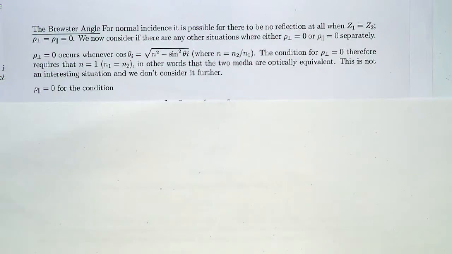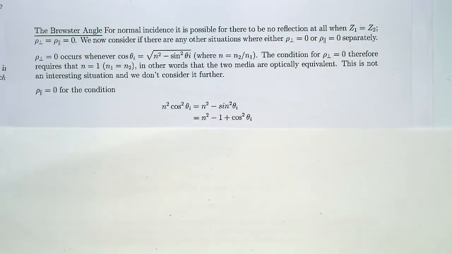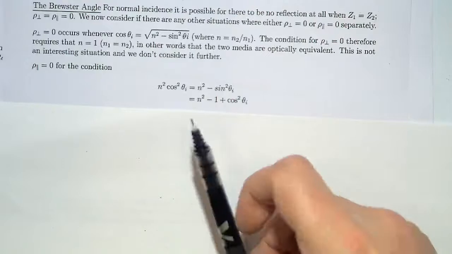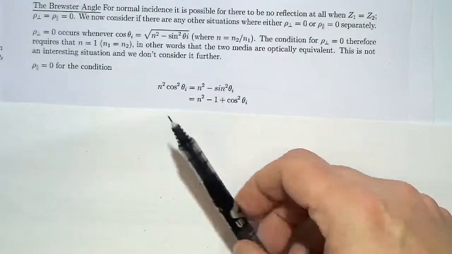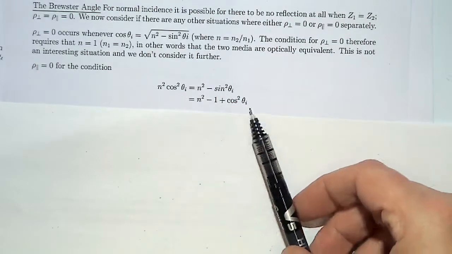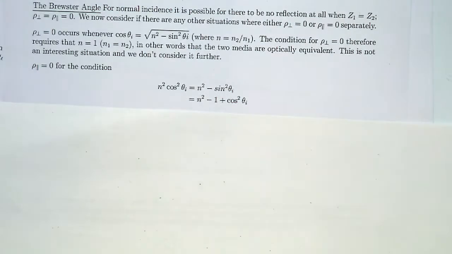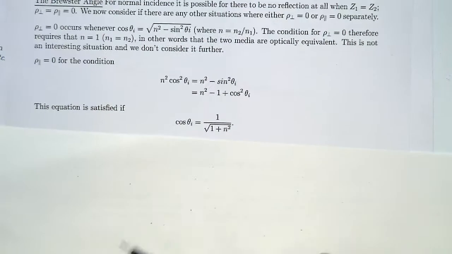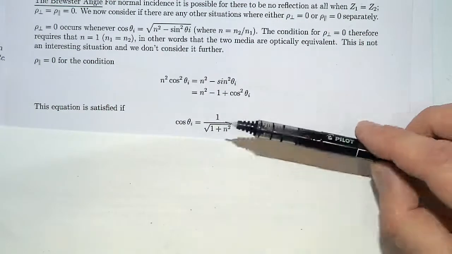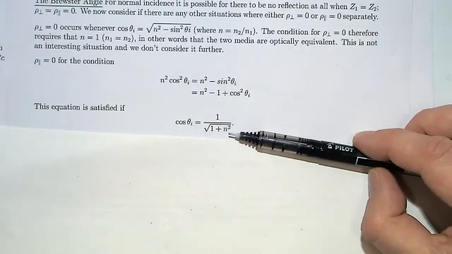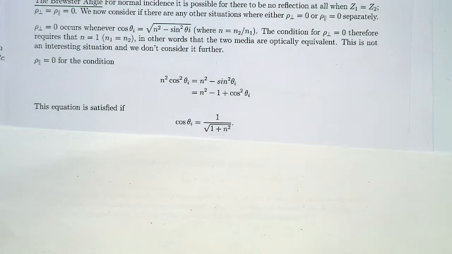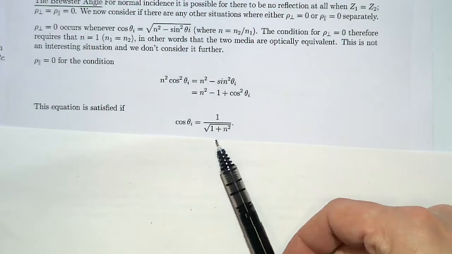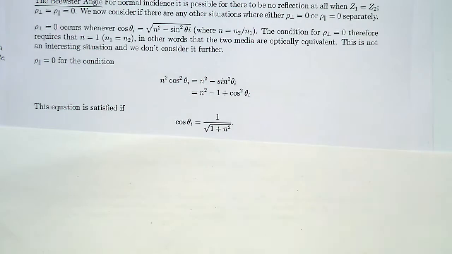The other one is when the parallel component is equal to zero, and that arises, here we are, that's the Brewster condition. Sorry. Okay? And here the Brewster condition is that there's a relationship between the ratio of the refractive indices and the incident angle in this form. Okay? Now that equation is satisfied for incident angles which are related to the ratio of the refractive indices in this form. So the incident angle must be equal to 1 over square root of 1 plus n squared. So that is the Brewster angle.